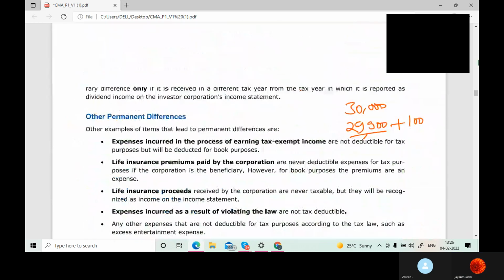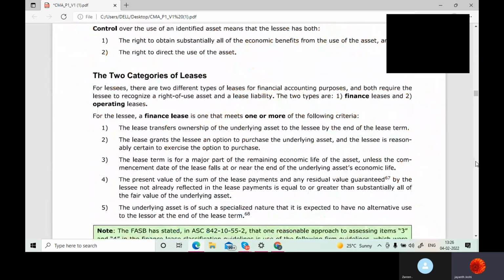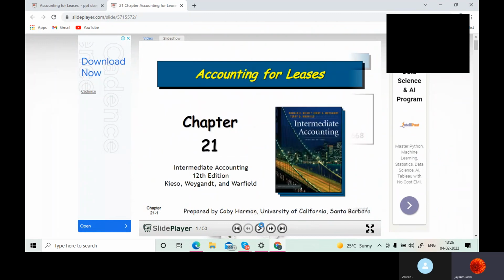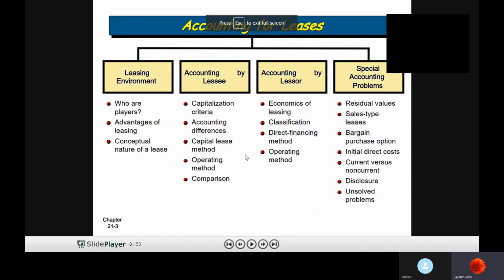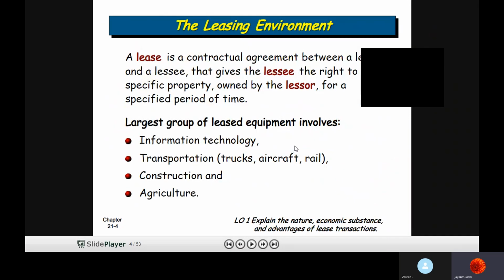So this is what your chapter is almost done with, but I'm not going to leave it that way. I'm going to explain a practical question also. So you can see this slide. Leasing environment, who the players are, advantages of leasing, conceptual nature of lease, I've explained. Accounting by lessee, like capitalization criteria. Now I need to explain something regarding accounting for leases.